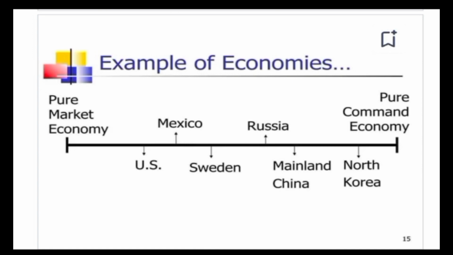Examples of economies. In this graph, as you can see, the economies range from pure market economy to pure command economy. From the pure market economy, we start from the US, Mexico, Sweden, Russia falls in the middle, and then mainland China, and then North Korea is a pure command economy. As you know, everything is owned by the government. Even little decisions of the consumers are taken by the government. The government does not allow anyone to make their own decisions, whether it's the production decision or the consumption decision. All the resources are owned by the government. There are no property laws and no public goods, no private goods. Everything is owned by government.